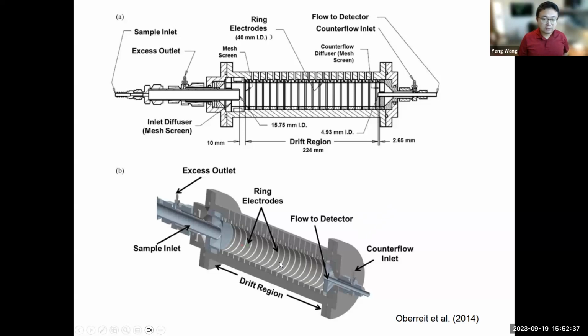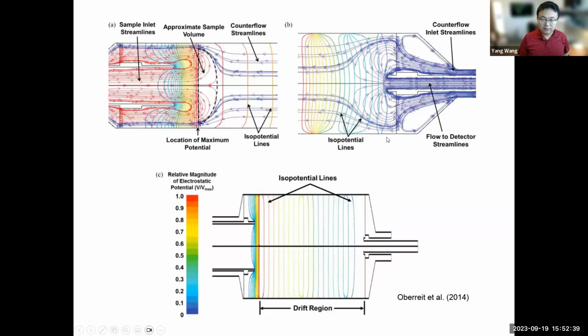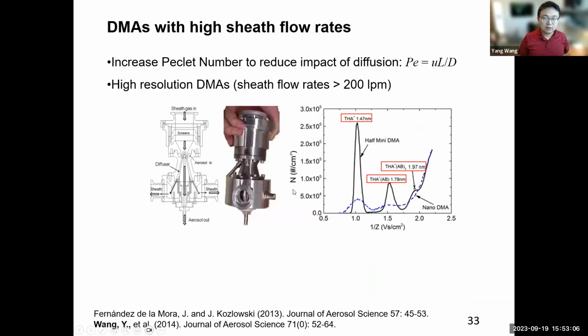So basically, this is how the drift tube looks, and there are some more studies related to how the flow streamline or the electric field looks in the system to achieve a better or more accurate measurement of the ion mobility distribution, right? So I'll just skip these contents here. Feel free to read these manuscripts or articles listed here, right?